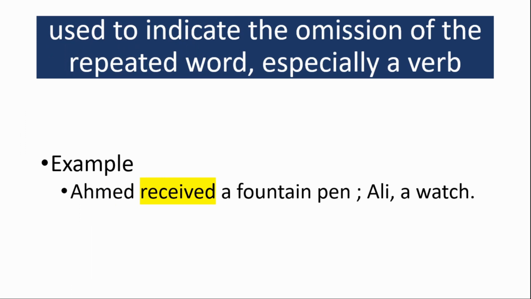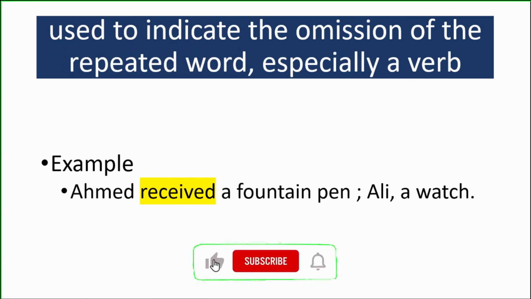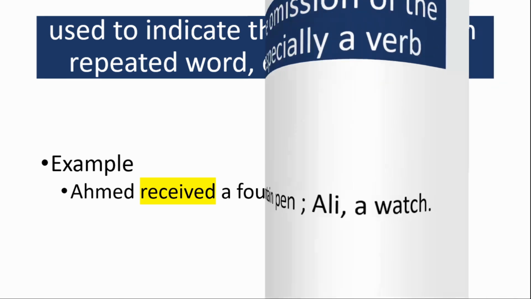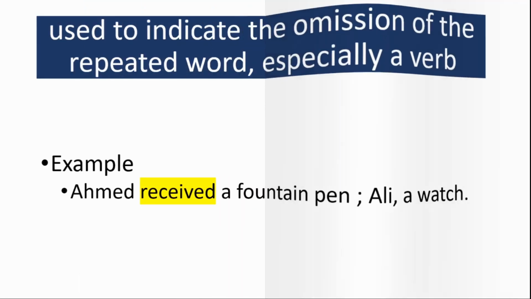Comma is used to indicate the omission of a repeated word, especially a verb, as in the following example. Ahmed received a fountain pen, Ali, a watch. In this example, you can clearly see that the verb, received, is omitted in case of Ali. Instead of writing Ali received a watch, we wrote, Ali, a watch. Here in the second sentence the verb is understood.